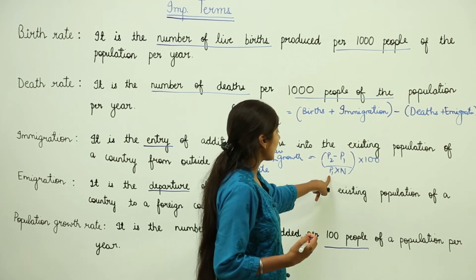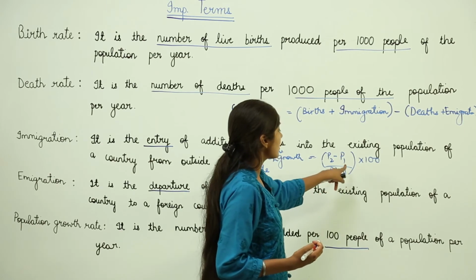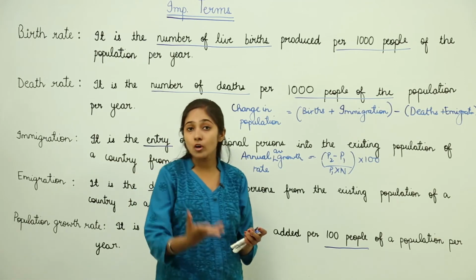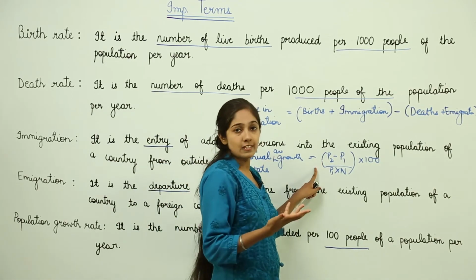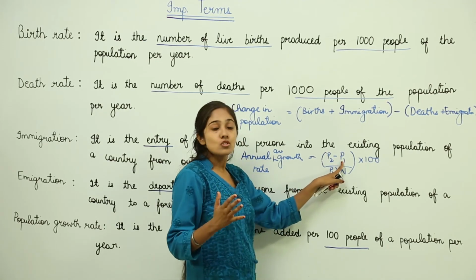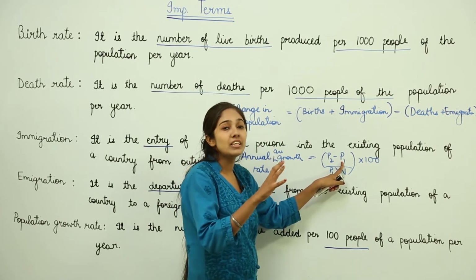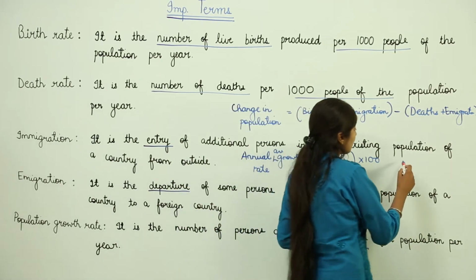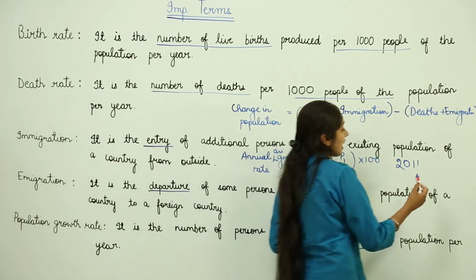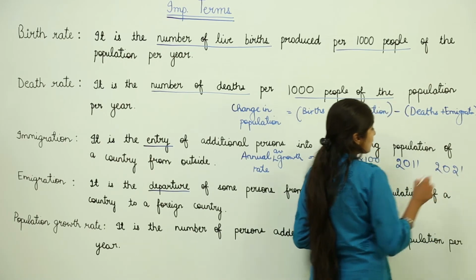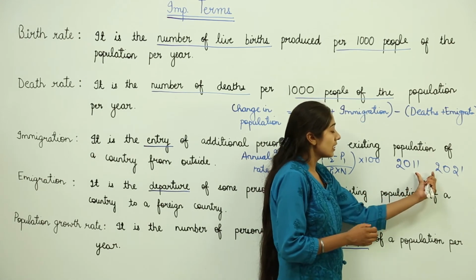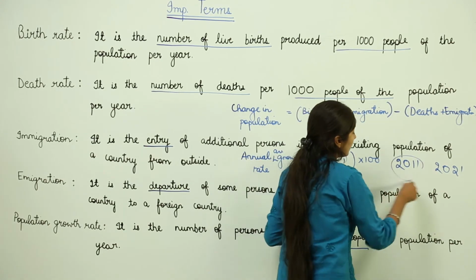Then we have P1 again, into N. Now what is this N? N is the number of years between these two censuses, because the population size that we are going to take over here is according to the census. So P2 is the present census, P1 is the previous census. Whatever is the gap between the years, for example, the census was carried out in 2011 and the next census is being carried out in 2021, the gap between these two years.